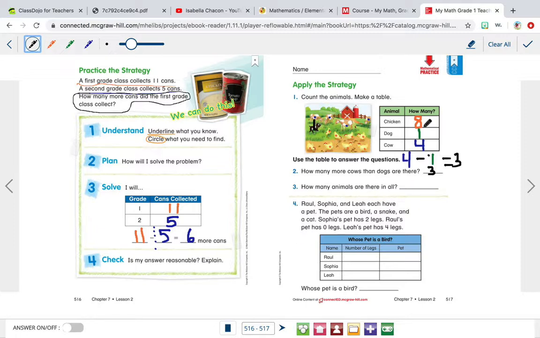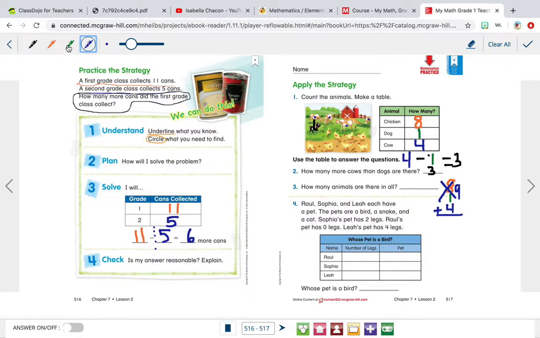How many animals are there in all? Now we're going to add 8 plus 1 plus 4. So we have 8 plus 1 plus 4. So we know that 8 plus 1, I get 8 in my head, add 1 more, 8, 9. So these two added together make 9. So now we have 9 plus 4.